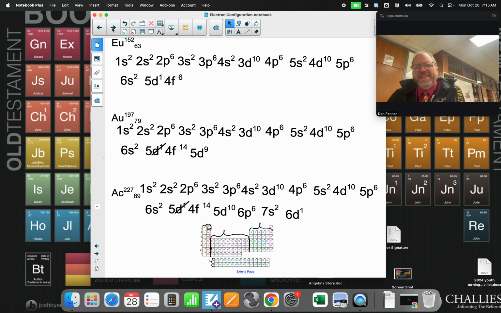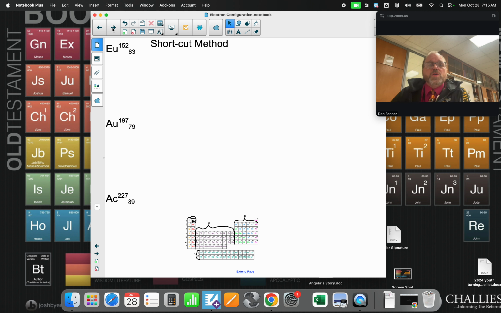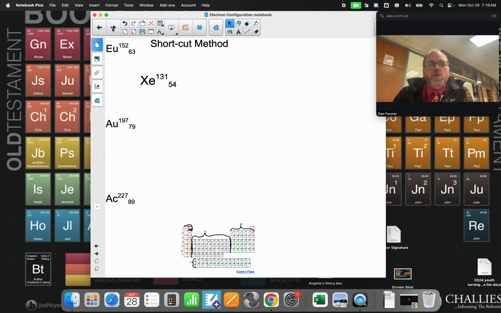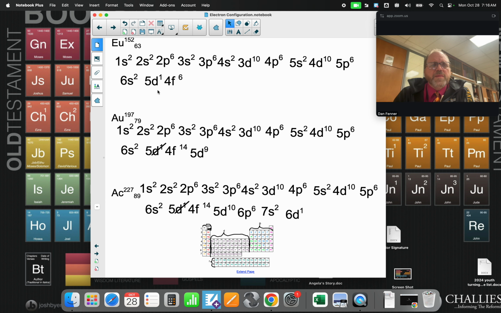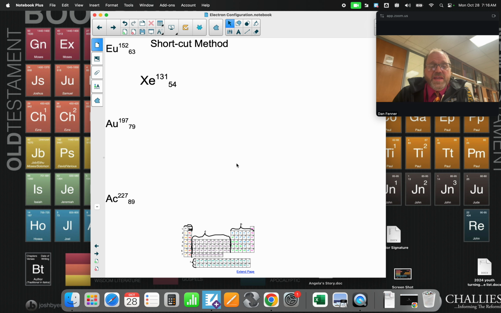All right, now, there's got to be a simpler way. Yes, there is. There is a shortcut method. So we're going to do those last three that we did, the long ones, with the shortcut method. Let's take a look at my electron configurations. What am I doing here? Well, if I go back, this is the last filled shell, and these are noble gases over here. Noble gases are complete. So we're going to put down Xe.